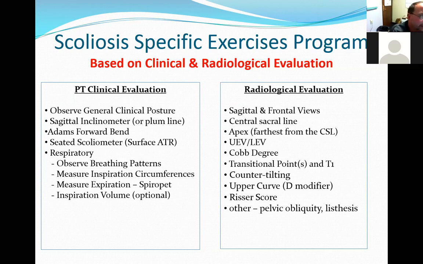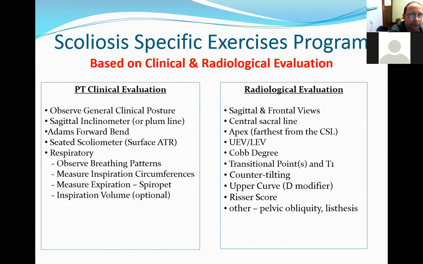I do a sagittal inclinometer. I also do a plumb line. I look at the Adams forward bend. I look at the seated scoliometer. I typically use seated scoliometers, the ATRs, more so than standing. I also look at respiratory when I feel like that's an issue. So I observe the breathing patterns, measure inspiration circumferences, measure expiration, and then also inspiration volume. Then as I look at the radiological evaluation, I look at the sagittal and frontal views when they're available.